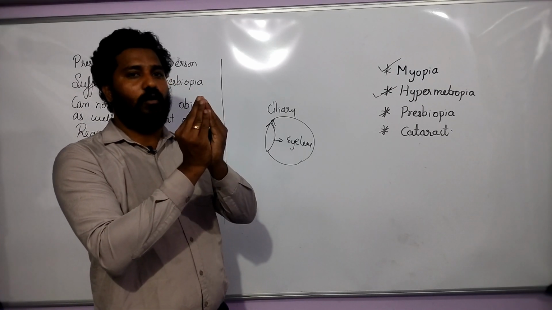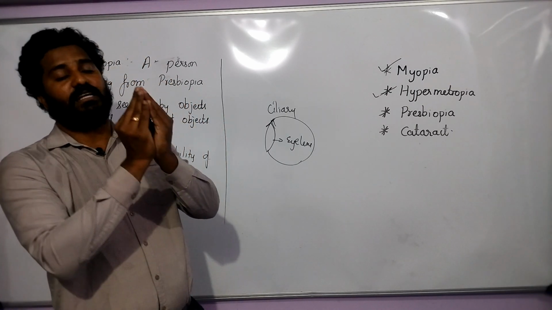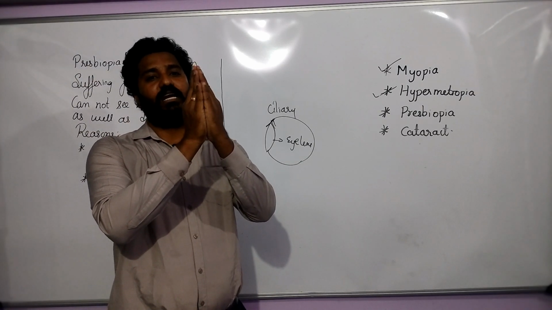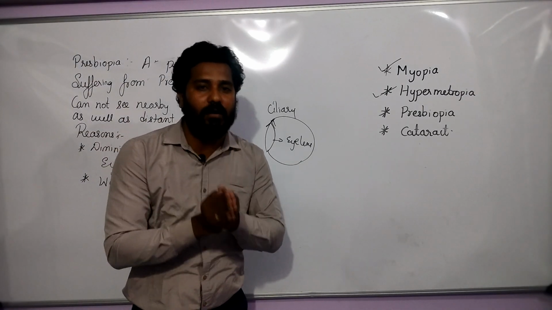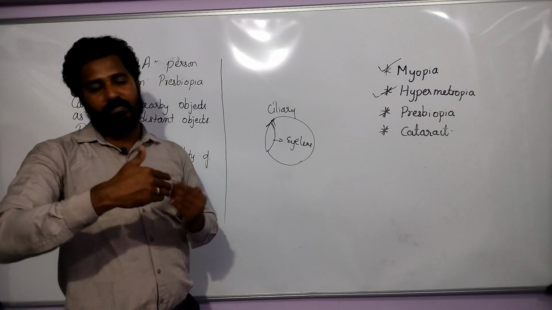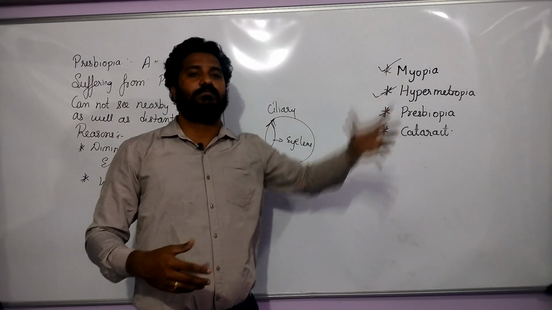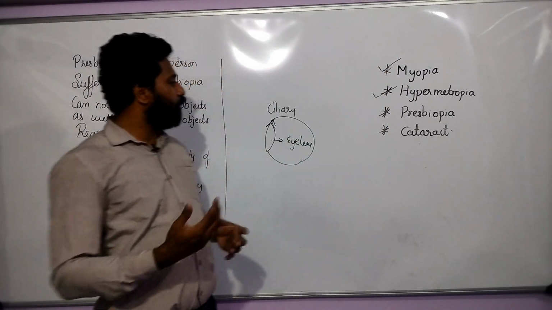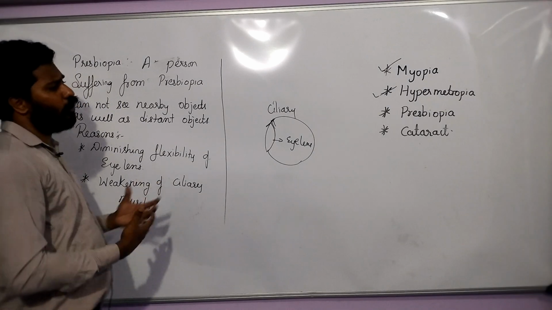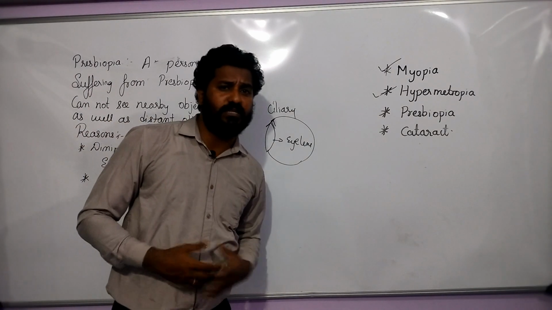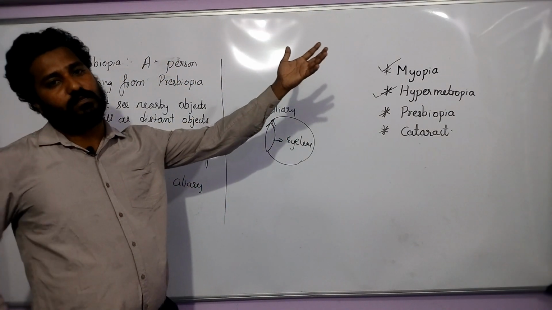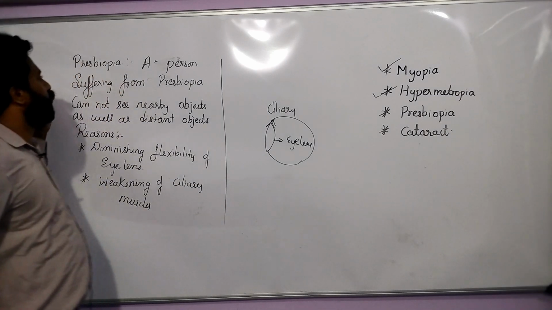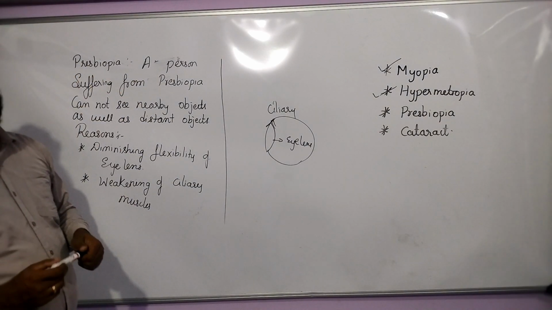But due to aging, its flexibility diminishes, becomes slow, it decreases. By that time, it cannot adjust its focal length to see the nearby objects as well as distant objects. At that time, we cannot see nearby objects as well as distant objects. So this kind of defect we call presbyopia.